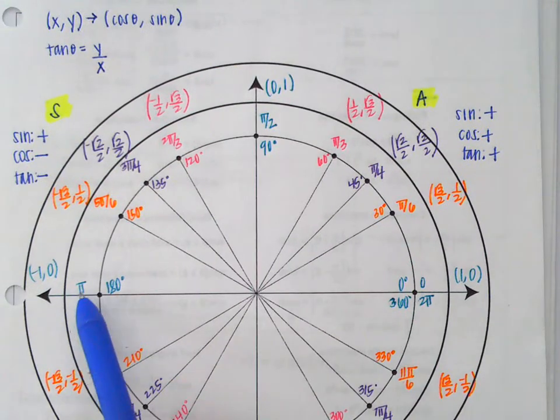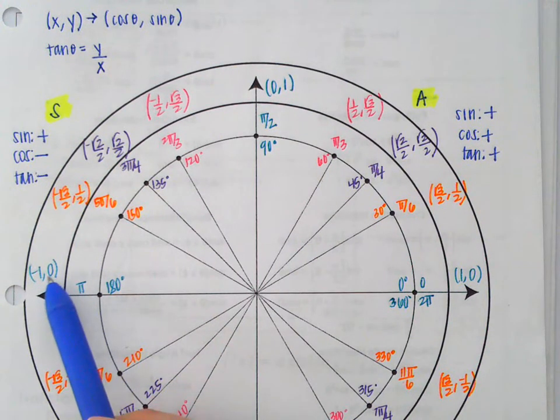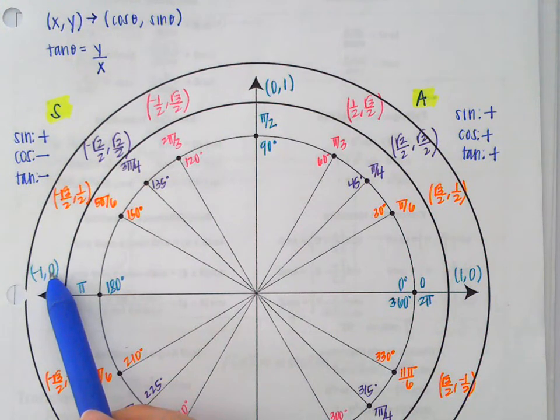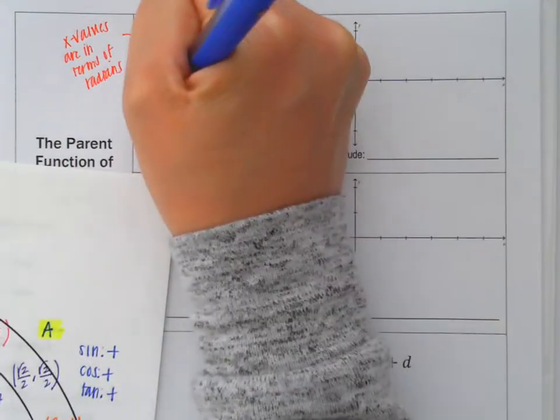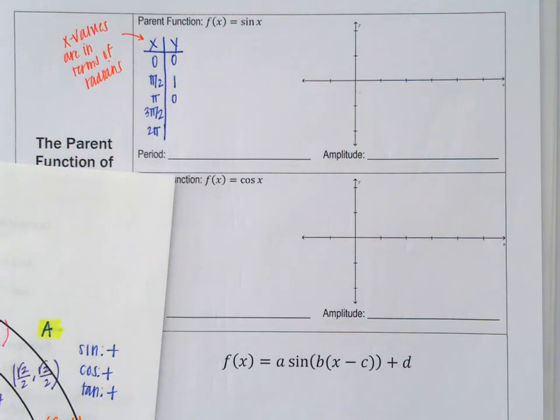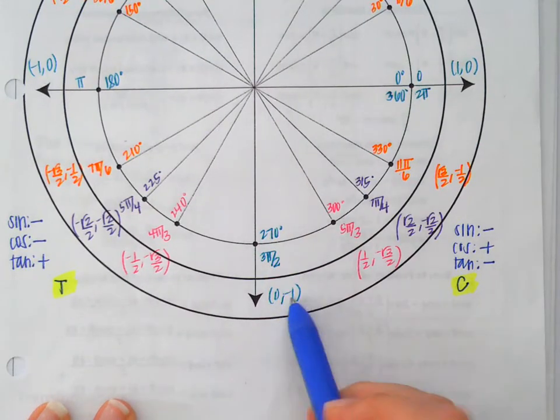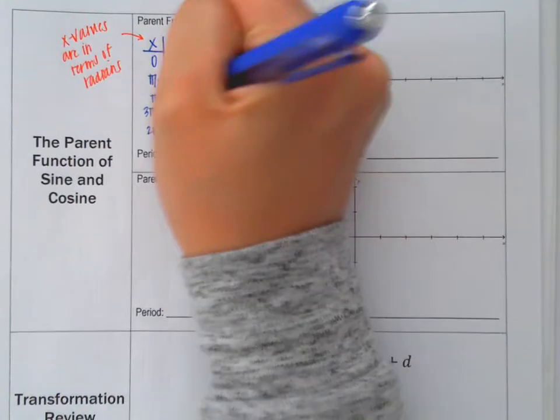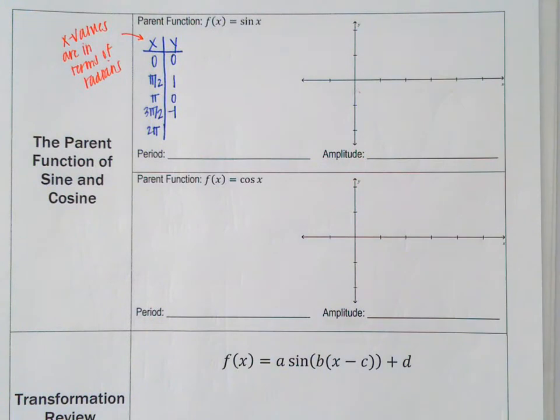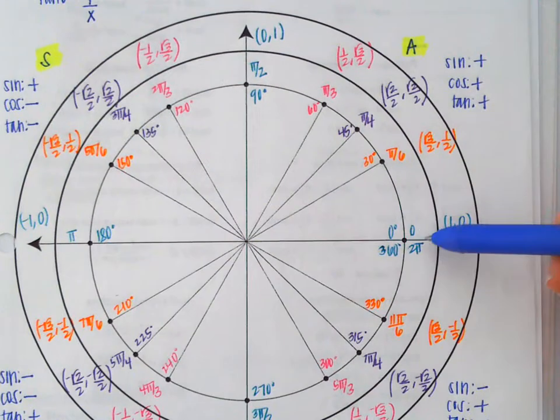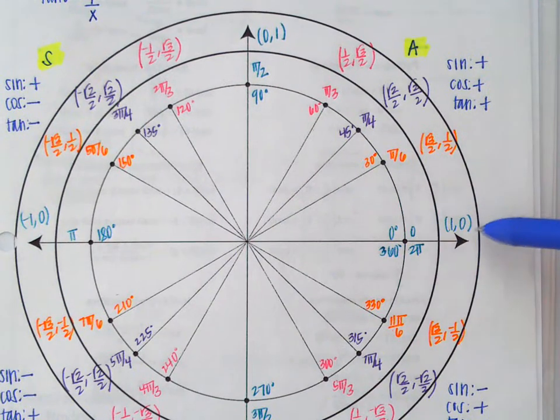Okay, so sine of pi, my y value at pi is 0. Sine of 3 pi over 2 is -1, that y value is -1. And then sine of 2 pi is back up to 0, same thing, so it's 0.